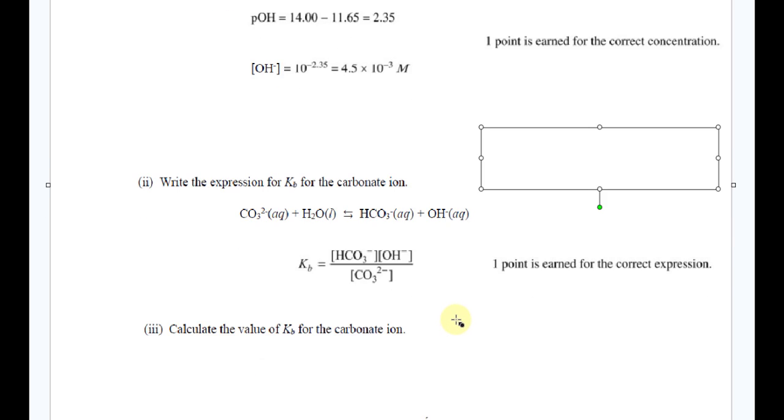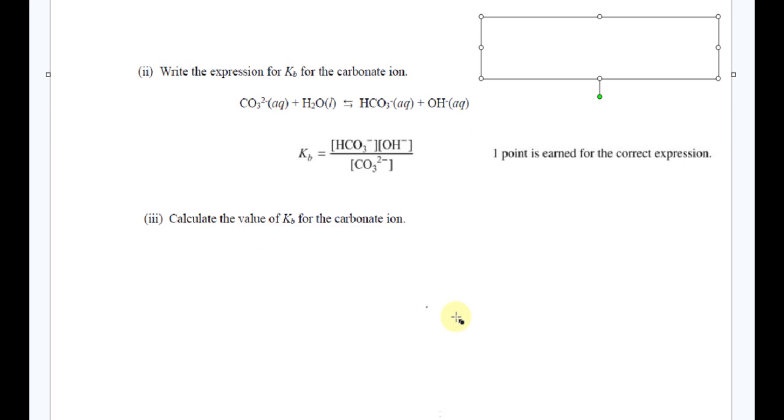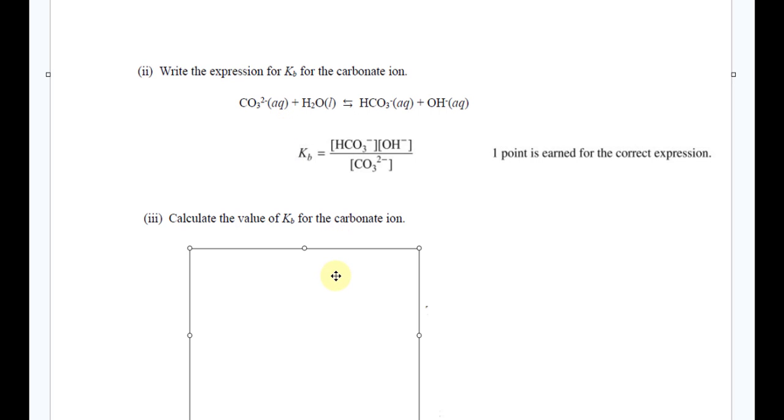Well, on to 3. We're ready for the third point on this problem. Calculate the value of the base ionization constant for the carbonate ion. Well, we've got the equation. We just have to substitute now the amounts in these values. So we've got our equation.